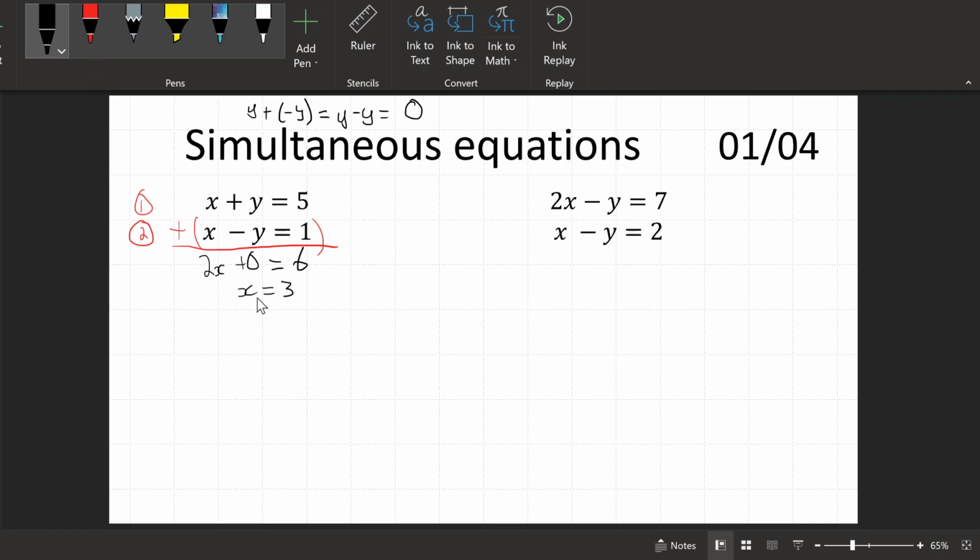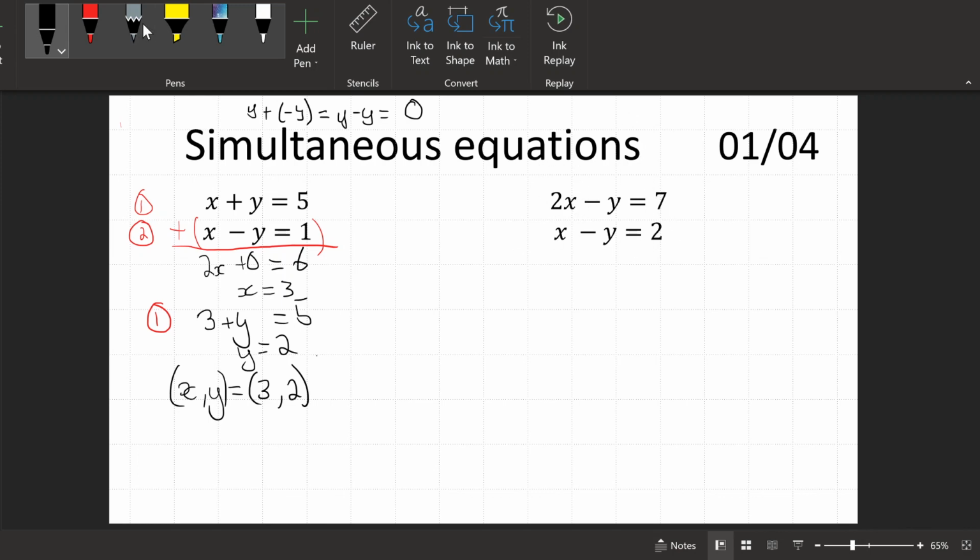Fantastic. So what we do is we go back, we plug that value into equation 1. So x is going to equal 3, so 3 plus y, and I'm just going to label equation 1 again here. 3 plus y equals 5, so y equals 2. So again, we're just going to give our answers in coordinate form, as I keep saying we should always do. So x comma y equals 3, because that's the x value, comma 2. Anyway, let's have a look at another equation here.